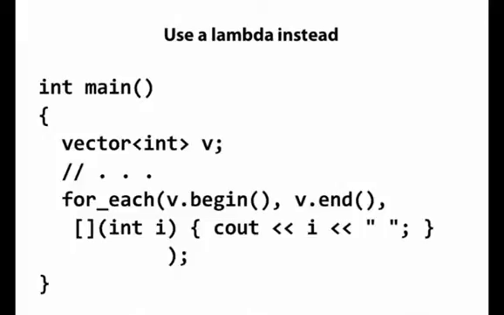So the lambda is right in place. You can easily see what it does. You don't have to come up with a name for it that's different from the name for some other tiny function that you've used before. Your code becomes more readable. It's also quicker to write.